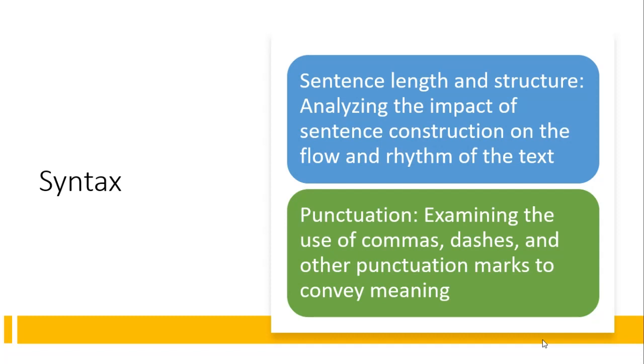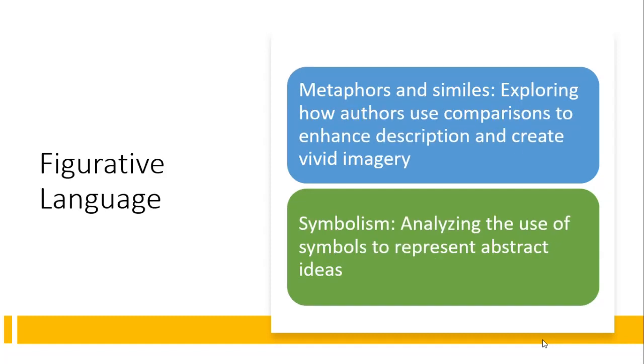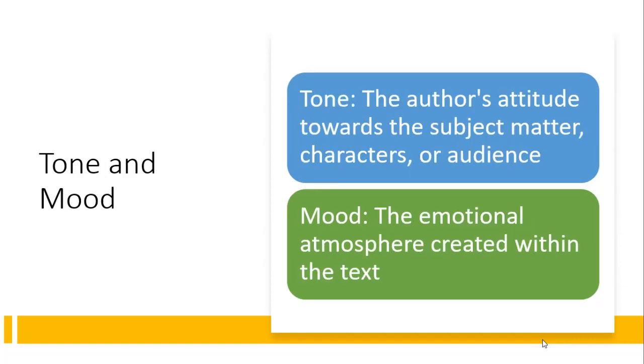Next one is figurative language. Sometimes writers or authors use specific metaphors and similes. By exploring how authors use comparisons to enhance description and create vivid imagery, we can understand the meanings or impact. By analyzing the use of symbols to represent abstract ideas, we unravel the way symbols have been used to represent or present some abstract or concrete ideas. Tone and mood also play a very important role. By analyzing the mood, what kind of mood has been used, whether it is emotional or serious.